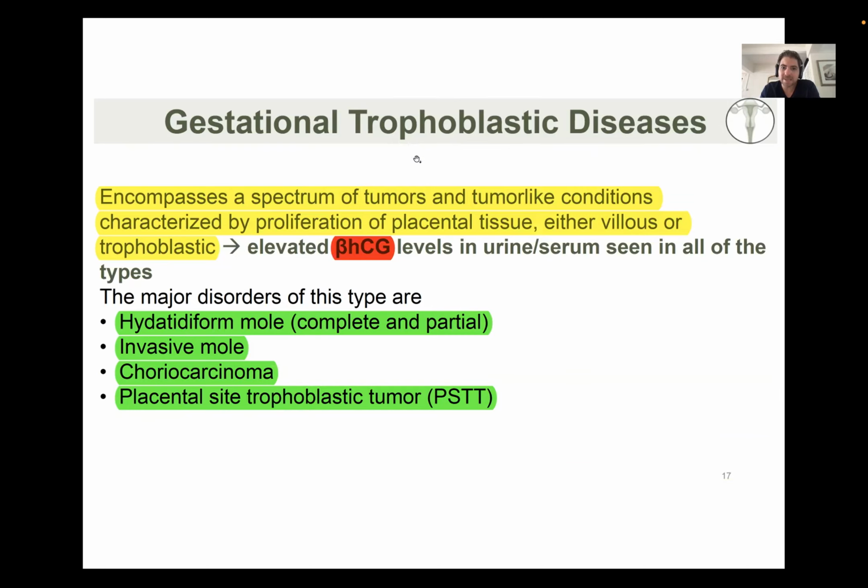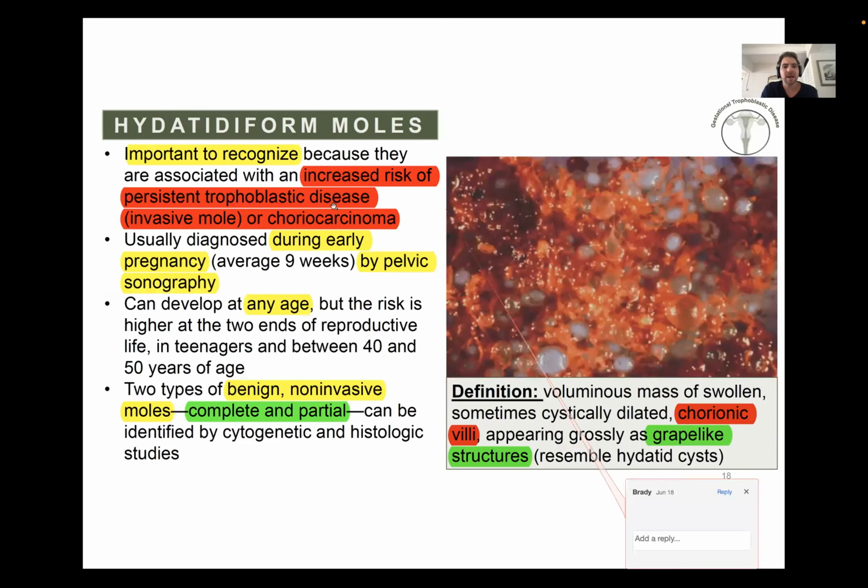Okay, so trophoblastics, so syncytiotrophoblasts and cytotrophoblasts, remember those are always related to elevated beta hCG. So that's how you diagnose those. Hydatidiform moles, this is more of a bell ringer for me. This is something that they like to test on. You can see these grape-like clusters. That's what they talk about with hydatidiform moles. Increased risk of trophoblastic or invasive disease, or even leading to choriocarcinoma.